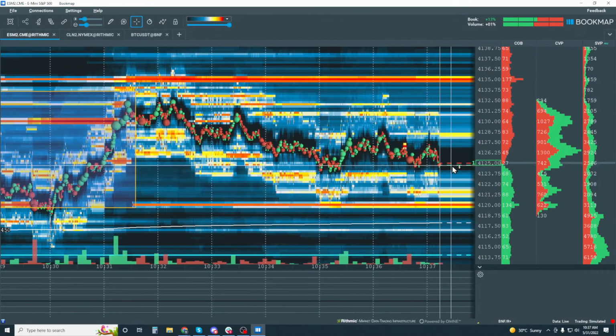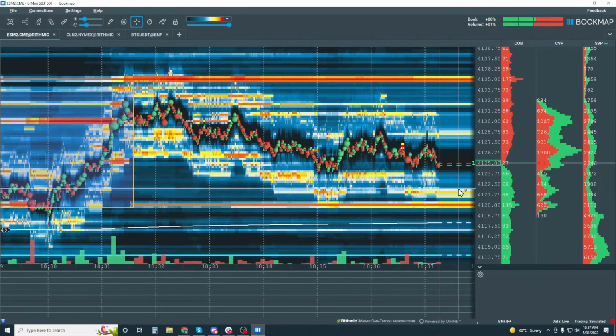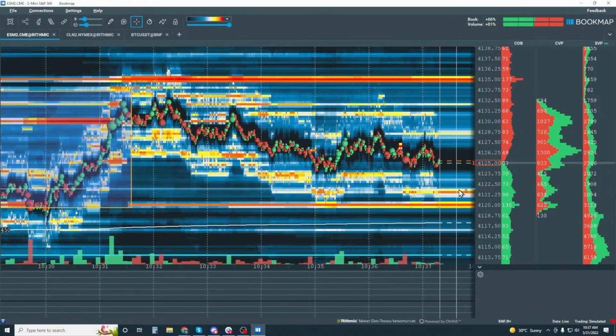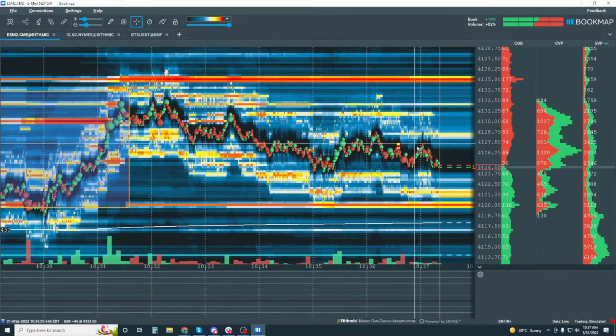There we go. Now some sellers, they ought to come in here, and we ought to see the push now at this point. The buyers have had their fun.